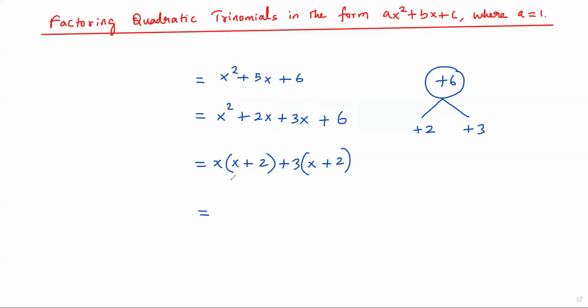Now we have two terms. Consider this is one term, this is another term. What is the greatest common divisor for these two terms? It's clear, x + 2. So x + 2 can be factored out. If I factor x + 2 out, I have x left in the first term and positive 3 left in the second term. Now I have factored the given quadratic trinomial. So the two factors of x² + 5x + 6 are x + 2 and x + 3. Okay, now let's look at another example.